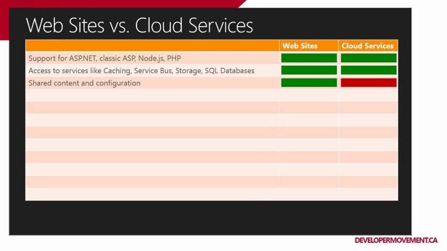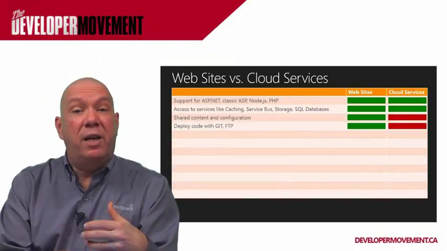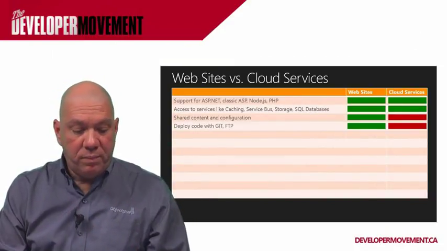In terms of shared content and configuration, this is where cloud services doesn't have this. You've got the ability to share content across different websites. Cloud services tend to be a little more isolated by themselves. The deployment model that you have with websites includes the ability to have pushes from Git or have automatic deployment coming out of builds within TFS, or you can do an FTP deployment. Cloud services don't really work like that because when you're deploying to a cloud service, you're deploying a piece of executable code that acts as a worker or a web role.